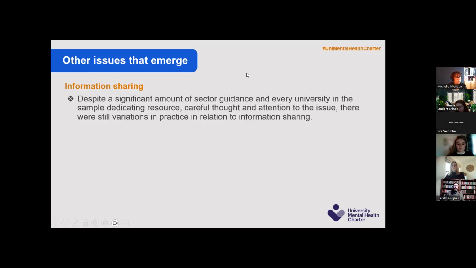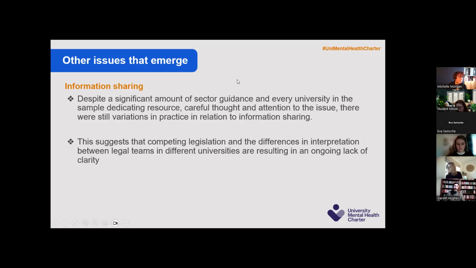it's clear that there's still real variation in practice, and people have come to different conclusions from the same guidance and the same legal outcomes in terms of when we should and when we shouldn't share information, and what the process is for making that decision, what support you have in place for making that decision. So it's clear that actually different legal teams are taking different approaches to this and understanding different things, which means there's an ongoing lack of clarity for colleagues in the sector as a whole, which is why you then get these variations in practice.